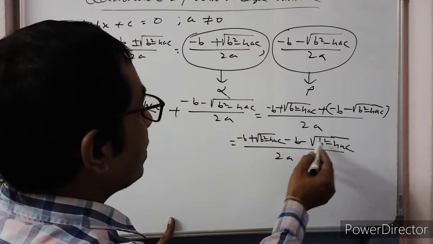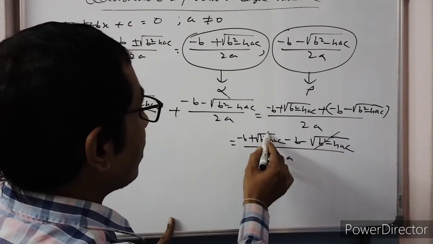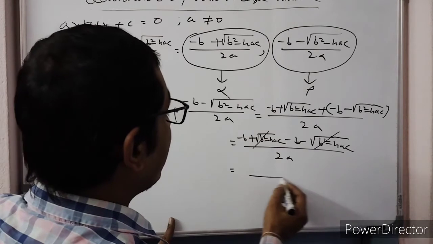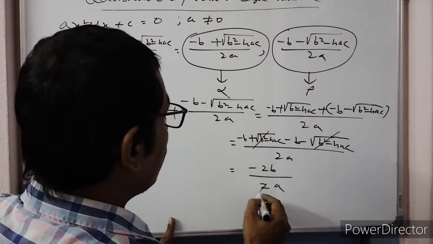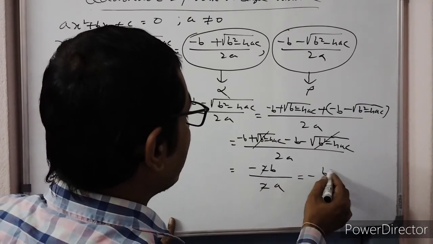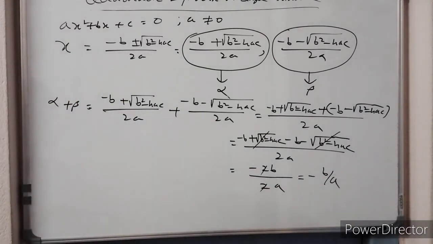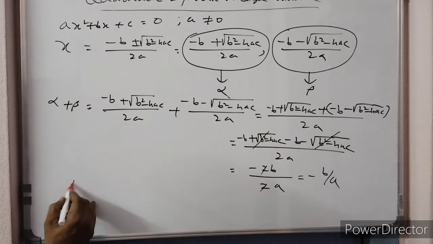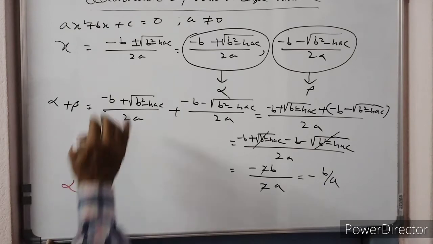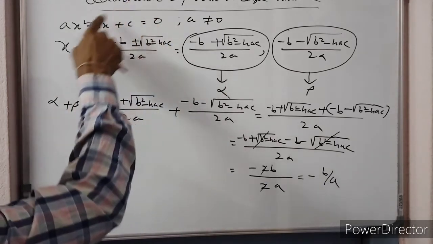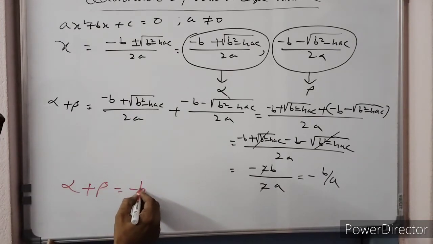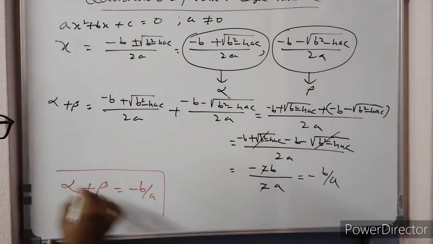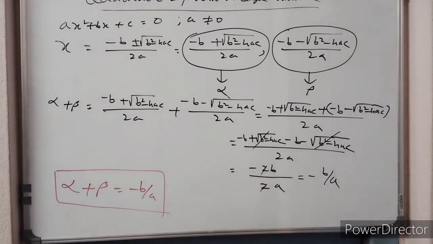The root over b square minus 4ac terms cancel. It remains minus 2b by 2a. The 2 cancels, giving minus b by a. So the sum of the roots, alpha plus beta, of the quadratic equation is minus b by a.